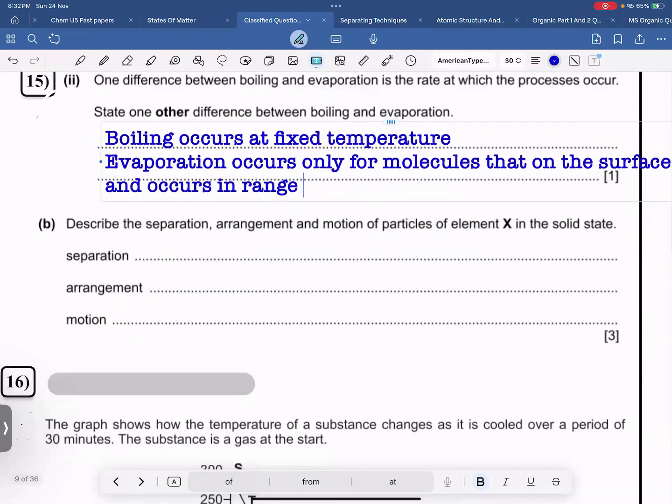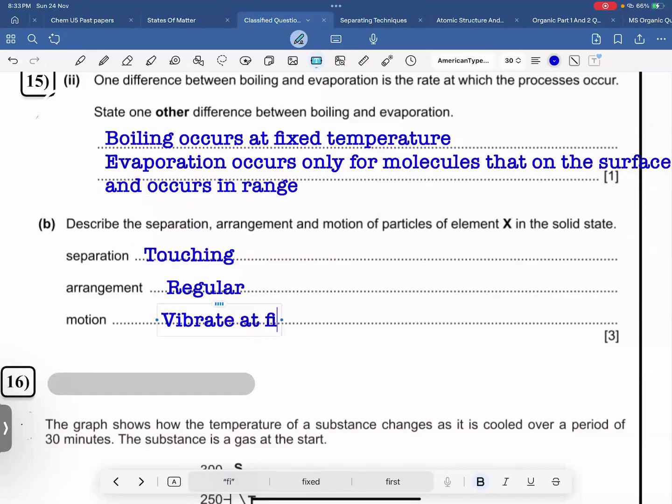Description of separation, arrangement, and motion of particles of element X in a solid state. So in solid state, separation just touching, tightly packed, accepted. Arrangement, regular. And motion, vibrate at fixed position.